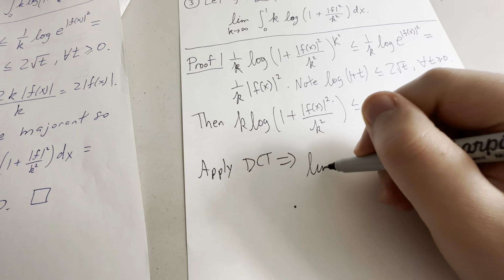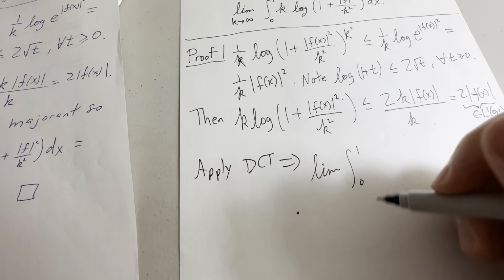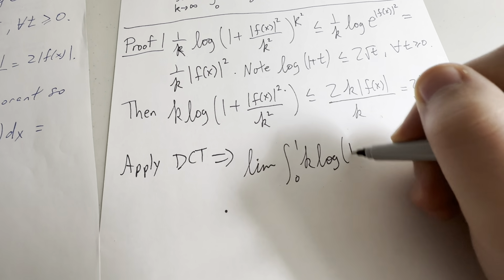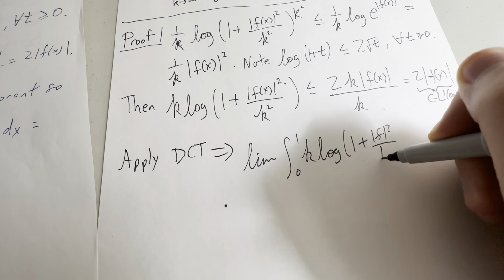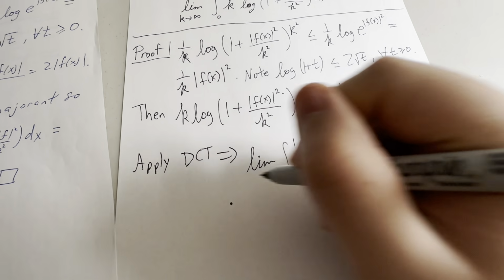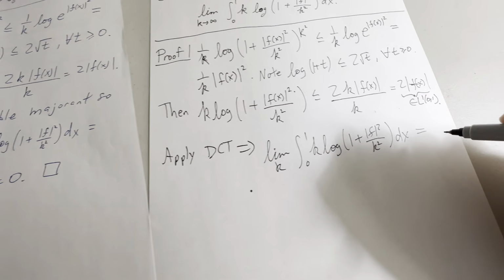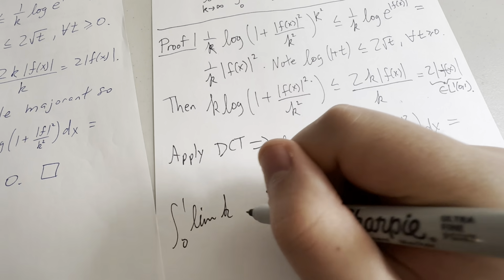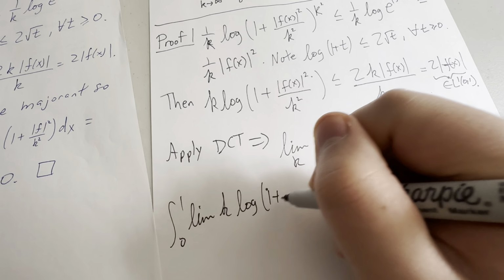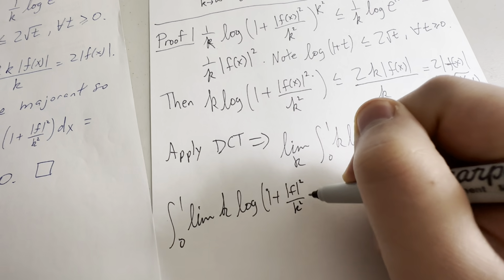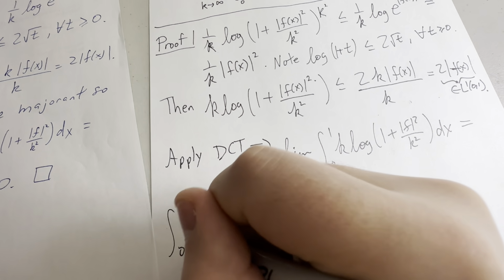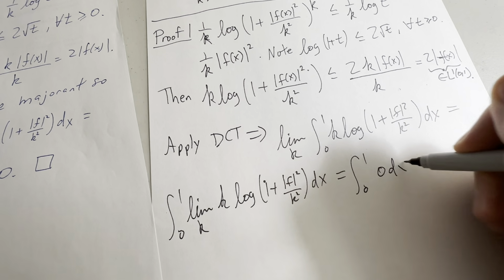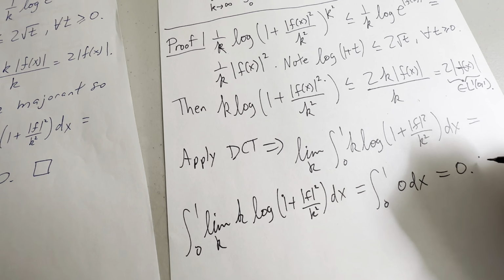Which means that the limit of the integral from 0 to 1 of k log of 1 plus absolute value f squared over k squared dx is equal to the integral with the limit put inside. But that limit just tends to 0. So the limit has to be 0 itself.